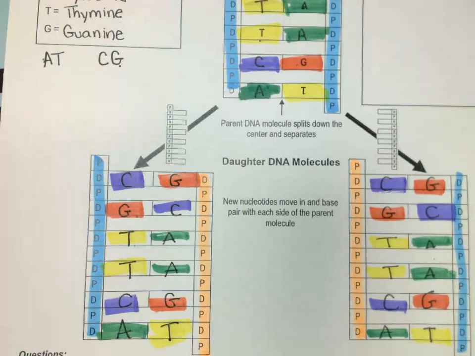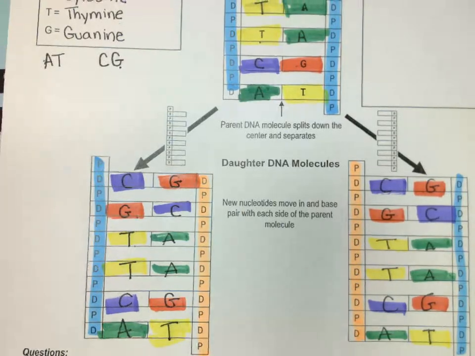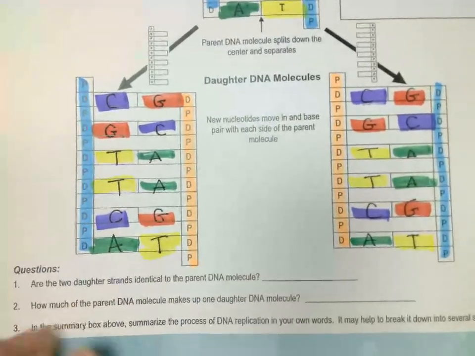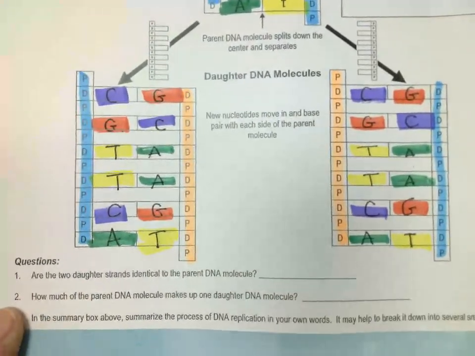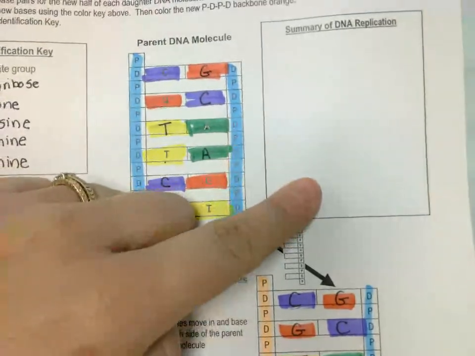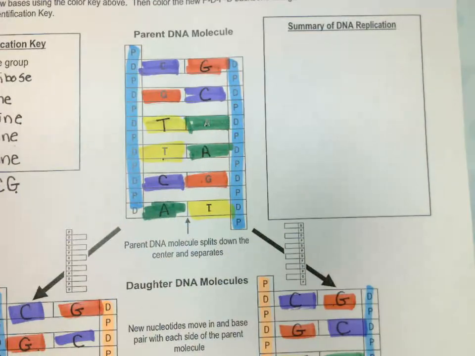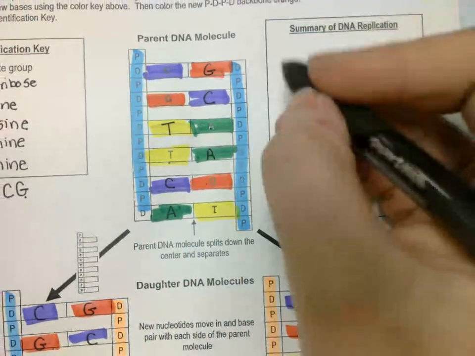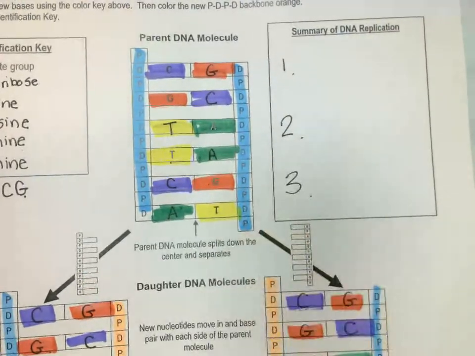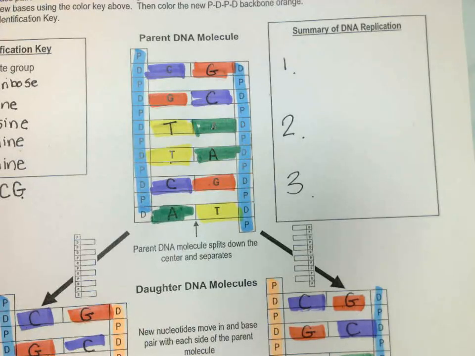When you're done with this, you need to make sure you answer the questions at the bottom. There's 2 questions at the bottom to answer. And then you need to come up here and write a summary of DNA replication. It can be broken down into 3 steps. So in this box, you're going to list the steps 1, 2, and 3. You can use your notes for this. Your notes have it laid out for you.